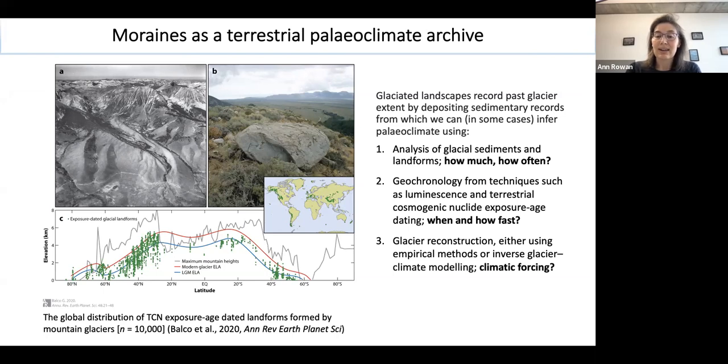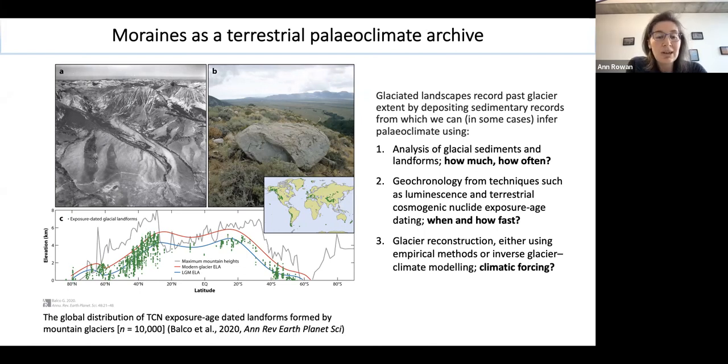By looking at glacial landforms, we can understand how much and how often glaciers have changed. We can use geochronological techniques such as luminescence or cosmogenic nuclide exposure age dating to understand when these changes have occurred and how rapidly. And then we often use glacier reconstruction, either using empirical methods such as looking at the geometry of a glacier surface that we can infer from moraines, or inverse glacier climate modelling to infer a climatic forcing of that change in glacier extent compared to the present day.